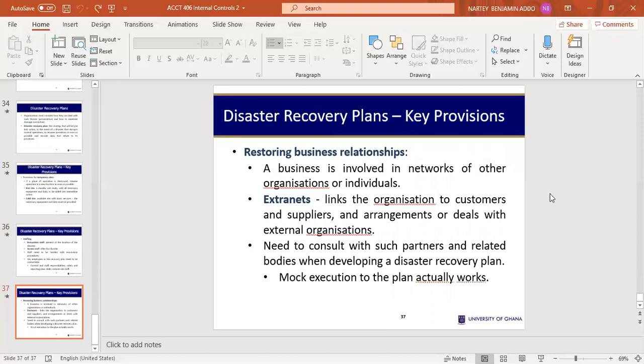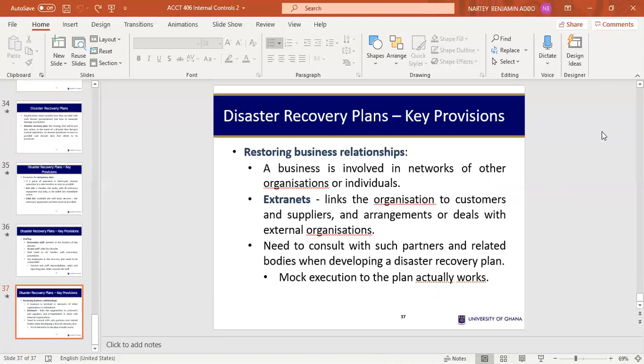And then restoring business relationships. Okay, so a business is involved in networks with other organizations or individuals. Every business does not exist in isolation. You are involved in other networks. You relate to other businesses. So we have what we call the intranet, and then we have the extranet. The extranet links the organization to customers and suppliers. So arrangements or deals with external organizations are executed by the extranet. Now, you need to consult with such partners and related bodies when developing a disaster recovery plan, right? So mock execution of the plan actually works.